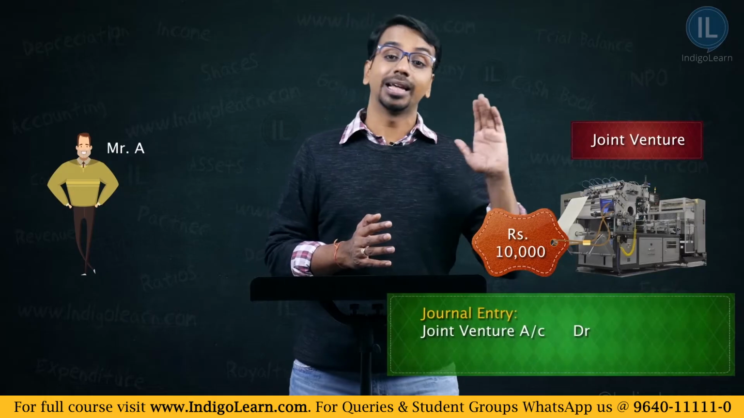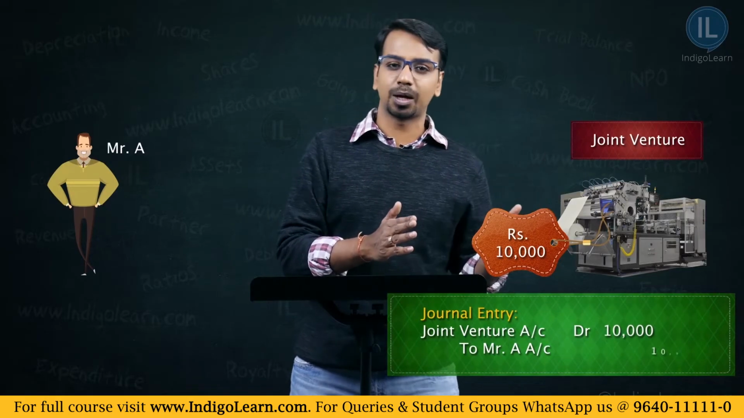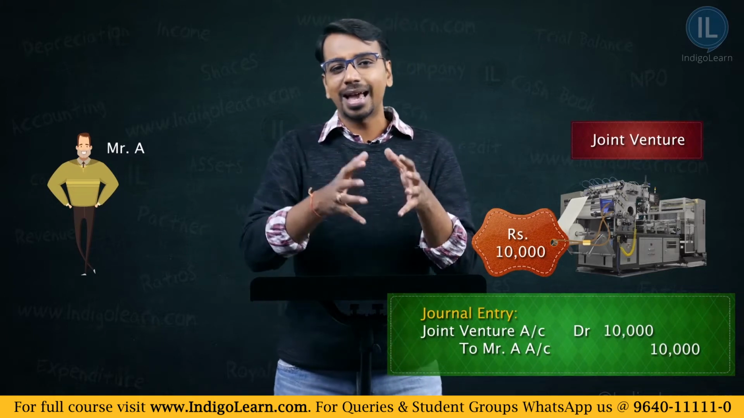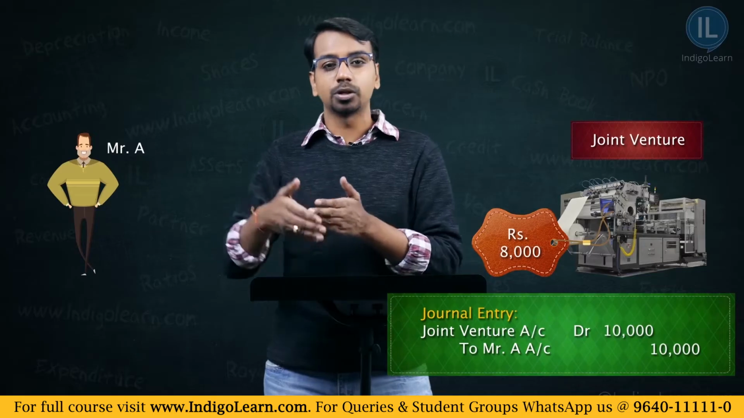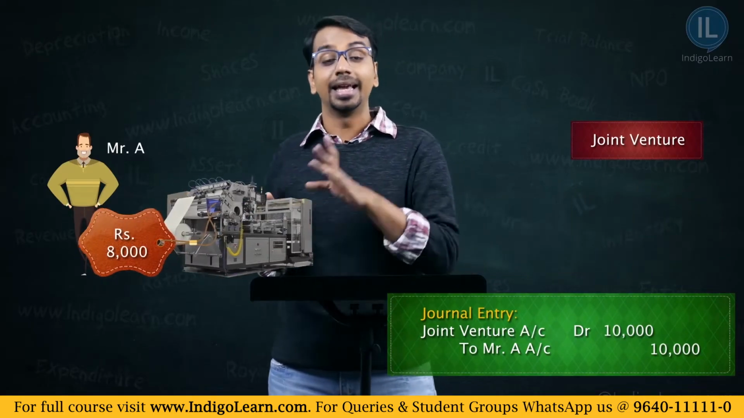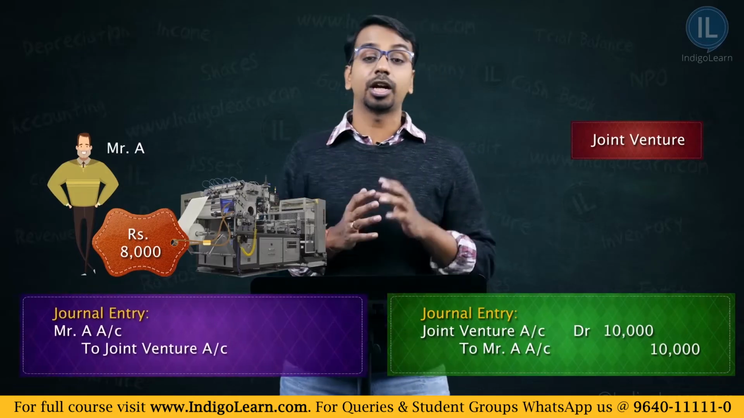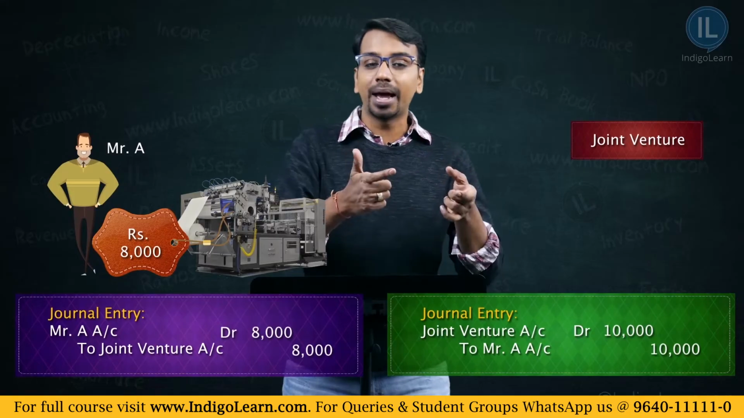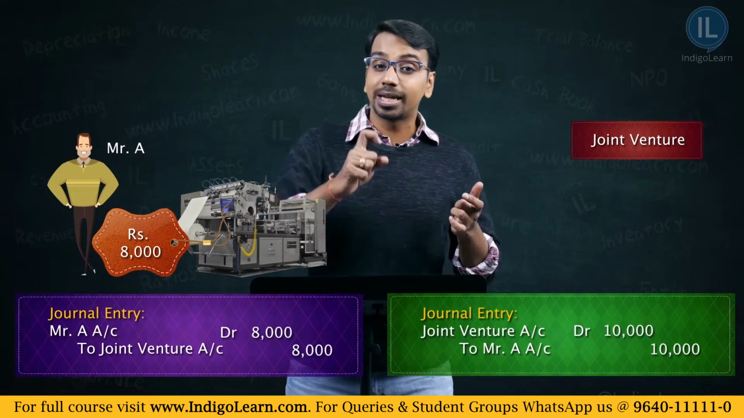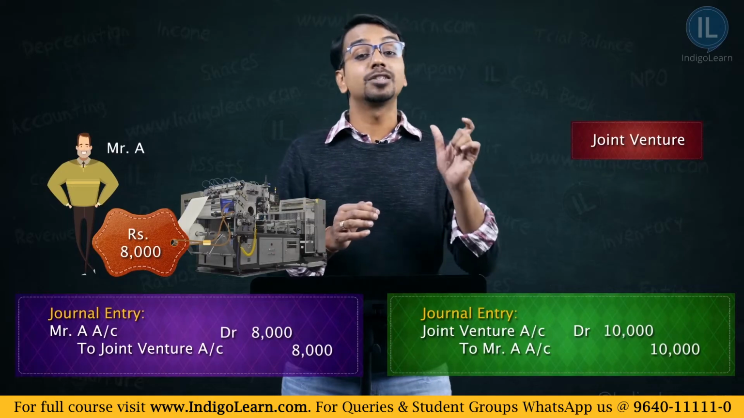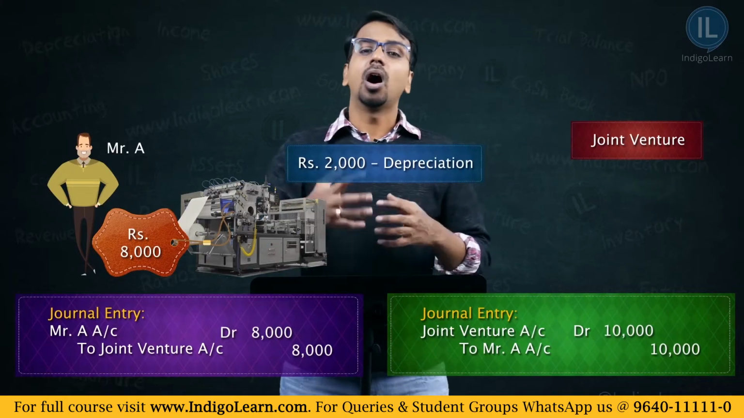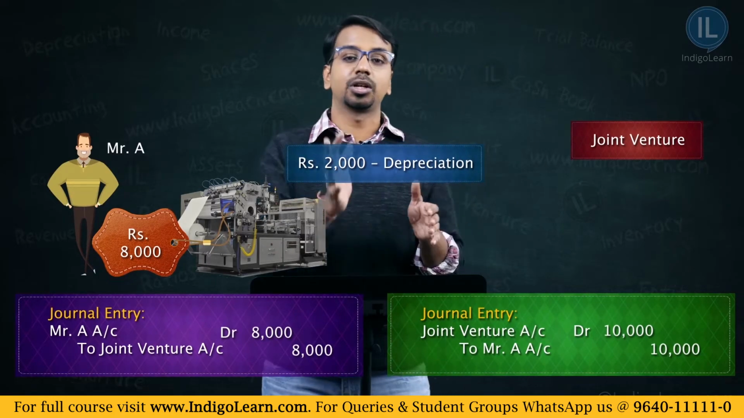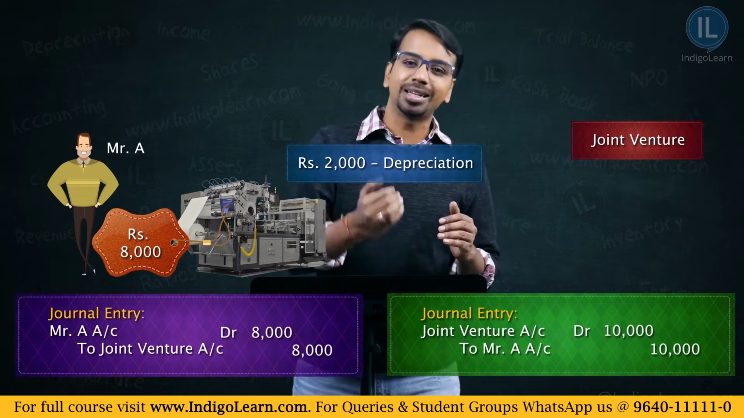Joint venture account debit 10,000 to Mr. A 10,000. After 1 year, after considering depreciation, the co-venturers agreed that this equipment is now worth only 8,000 and this has to be given back to Mr. A. In that case, you will credit the joint venture account by 8,000, you will debit Mr. A's account by 8,000. Now if you look at the net impact, 10,000 was debited, 8,000 was credited to the joint venture account, the net impact is 2,000, which is nothing but the depreciation. Or alternatively, you can create a separate fixed asset account and charge only the depreciation related part to the joint venture. Even that is possible.